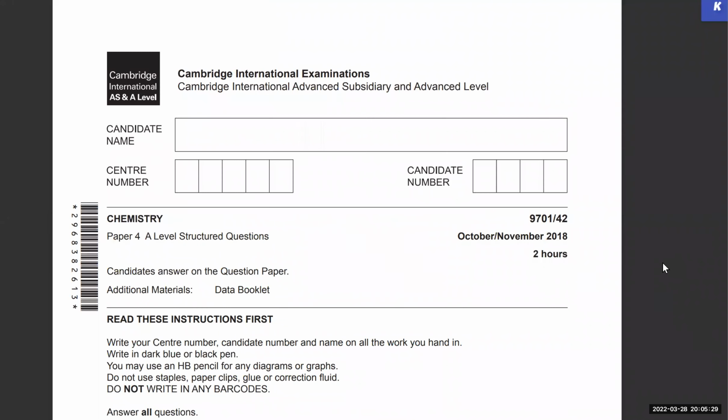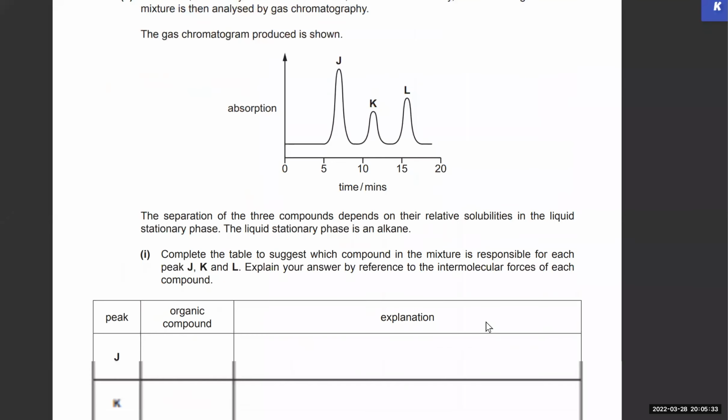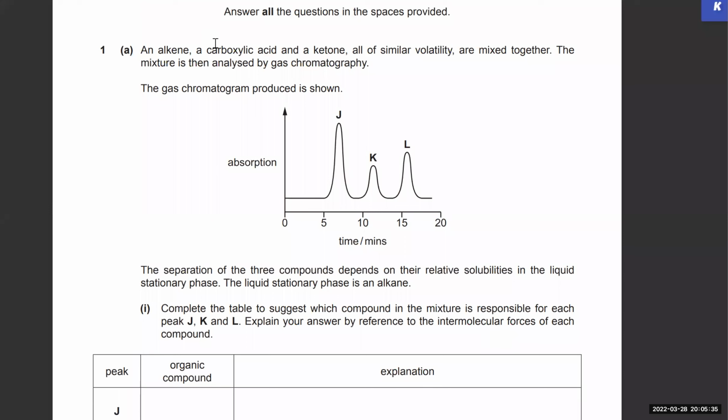Okay, so this one is W18 question paper 4.2. Starting with the first question. He's saying an alkene, a carboxylic acid, and a ketone, all of similar volatility, are mixed together. The mixture is then analyzed by gas chromatography.